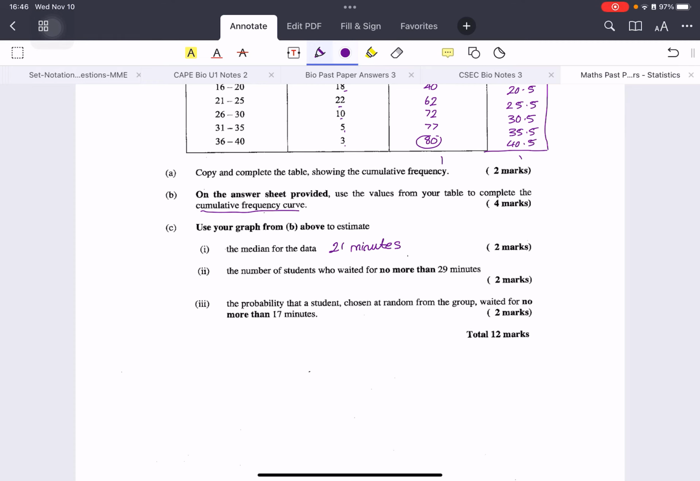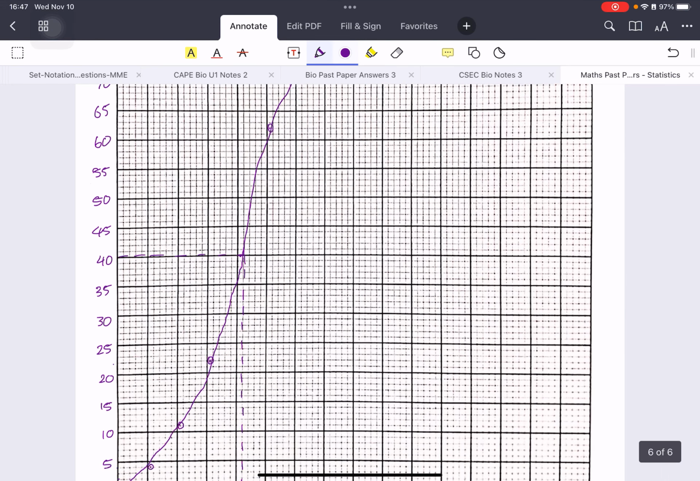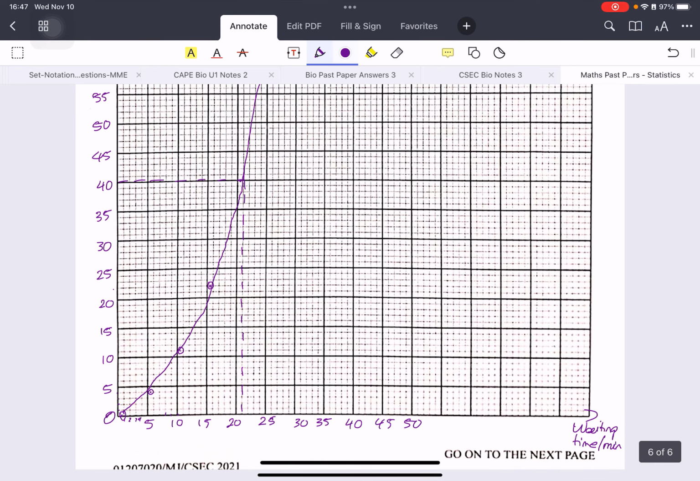They want to find the number of students who waited no more than 29 minutes. No more than 29 minutes simply means who waited less than 29 minutes, okay? So let's look at our graph. The minutes are on the horizontal, right? So let's find 29 minutes. I'm going to change the color so you will not get confused. 29 minutes would be 25, 26, 7, 8, 9. So let's go up to meet our graph.